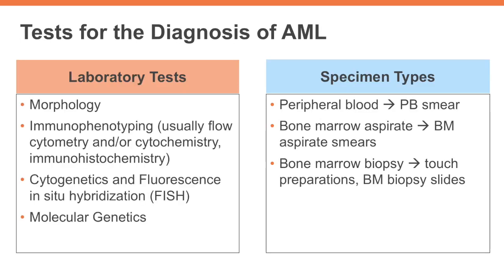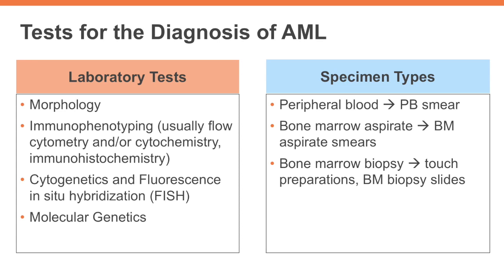So these are the tests that you need for the diagnosis of AML. You need morphology, you need immunophenotyping, which is usually flow cytometry, and you may sometimes also use cytochemistry and immunohistochemistry. You have to have cytogenetics, and increasingly FISH studies are also important, as well as molecular genetics.